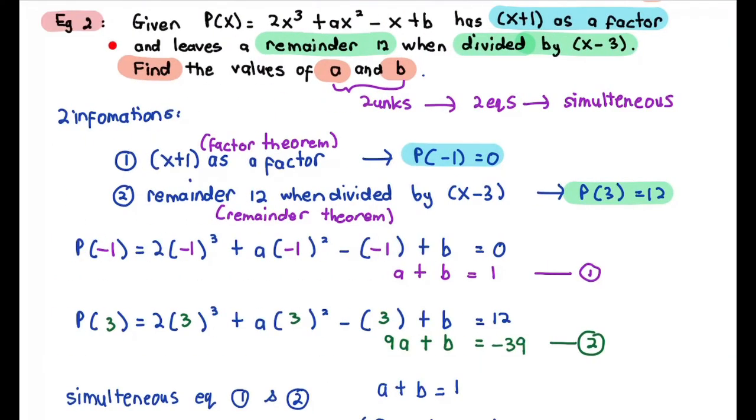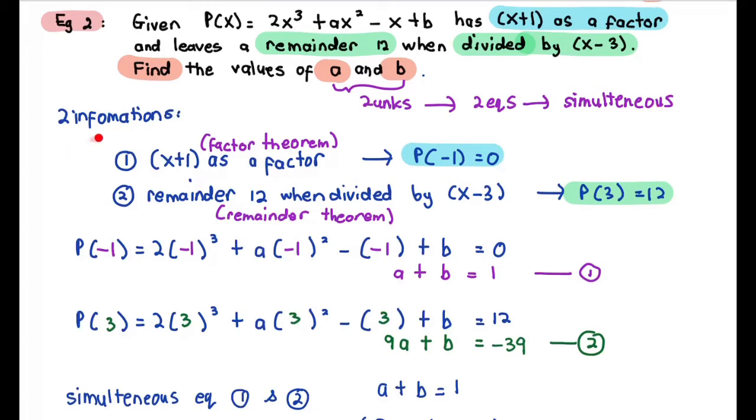Now let's see example 2. Given this equation here, p(x) equal to 2x cubed plus ax squared minus x plus b, this polynomial has x plus 1 as a factor and leaves a remainder 12 when divided by x minus 3. The question says find the values of a and b. This question is very good. They are using both the factor theorem and also the remainder theorem. What are a and b here? These are two unknowns, meaning that there are two equations, and later on please check on simultaneous equations.